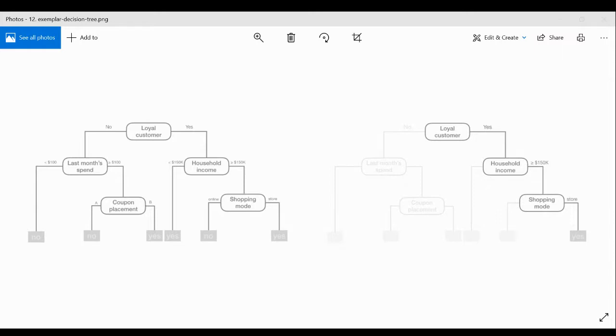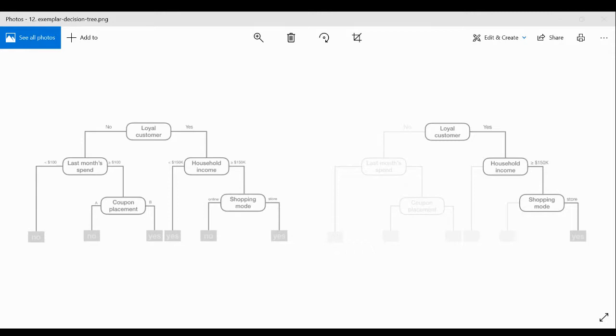So for instance, in the version on the right, where we've blotted some of it out and only highlighted part of it, what the algorithm is predicting is that if you have a loyal customer whose household income is greater than 150K and they shop in store, then yes, they will redeem a coupon. That's what the algorithm would predict. What do we mean by a region in the feature space? We mean a customer with a particular profile, right? So all customers that have that profile, it would predict they're going to do this. In this case, redeem a coupon.